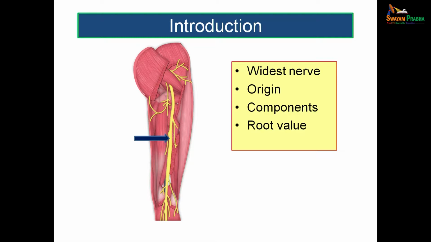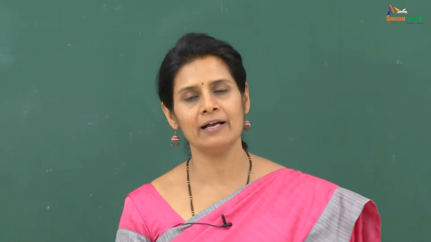The tibial component of sciatic nerve has the fibers arising from the ventral branches of ventral rami of L4, L5, S1, S2 and S3, where the L stands for lumbar spinal segments and the S stands for sacral spinal segments. So, tibial component is made up of fibers from L4, L5, S1, S2 and S3.